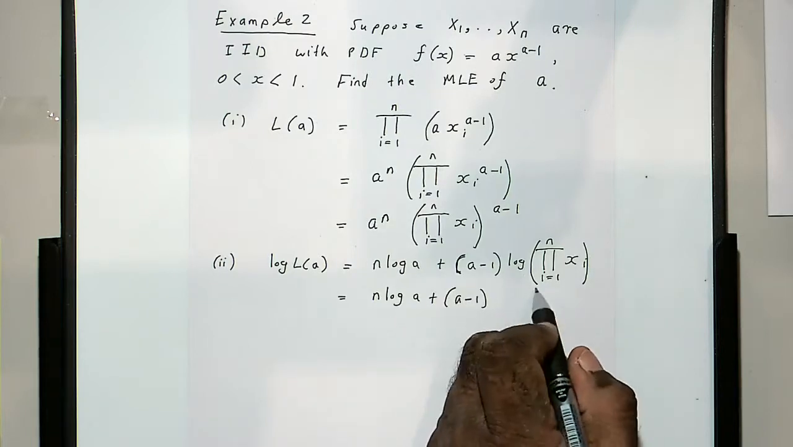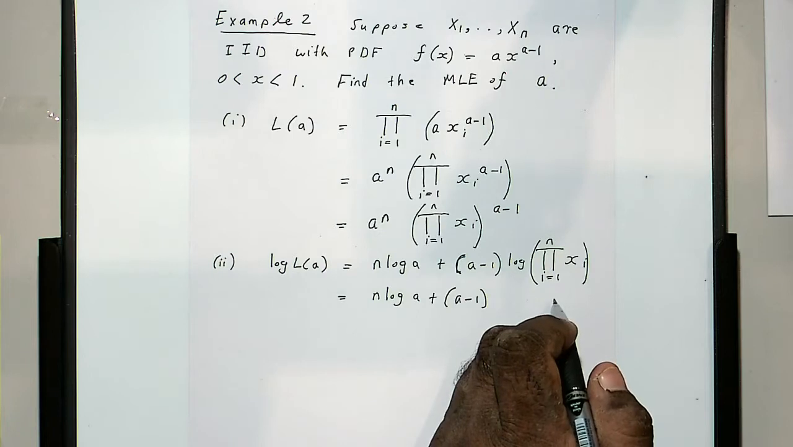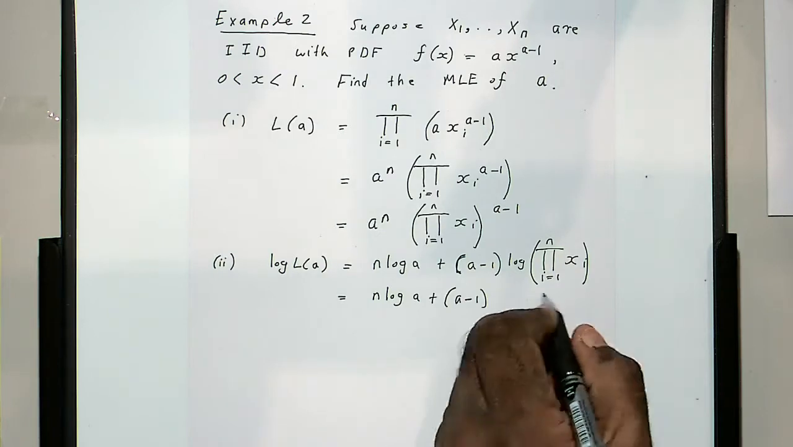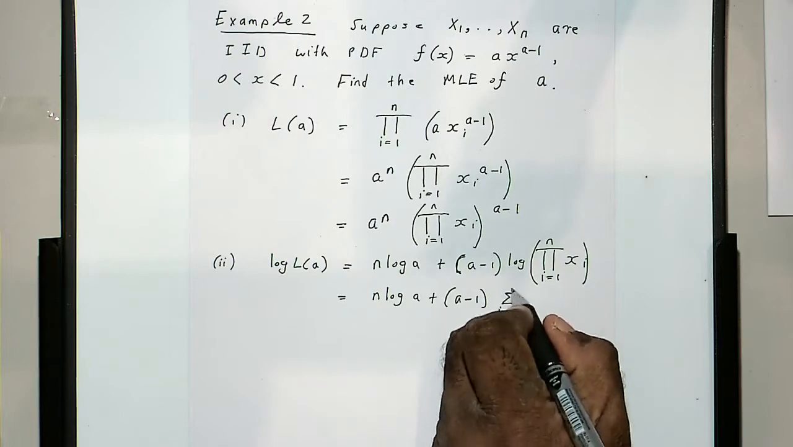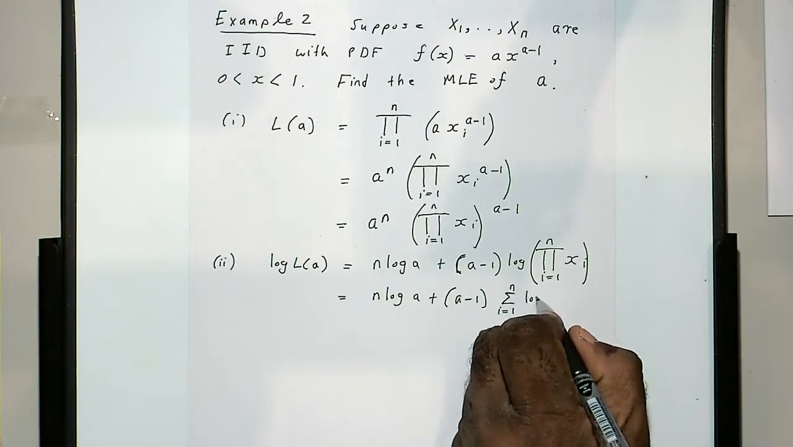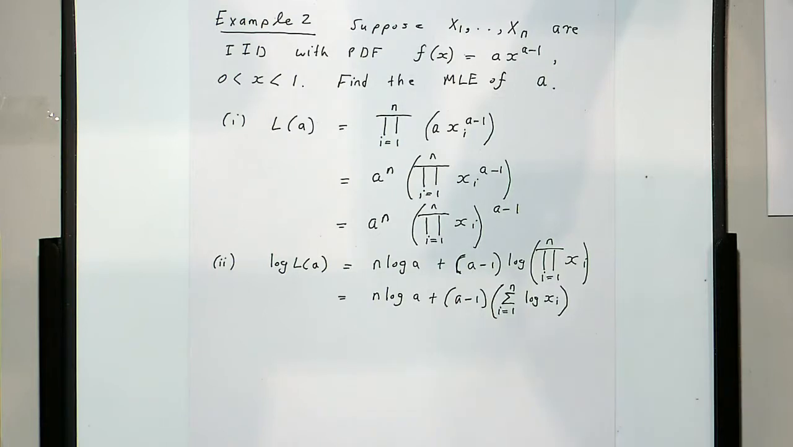Now, I just mentioned to you a few minutes ago one of the properties I showed you, let me show it again if you want. One of the properties I showed you is that the log of a product is equal to the sum of the logs. So you can write this as the sum of the log of xi. Okay?